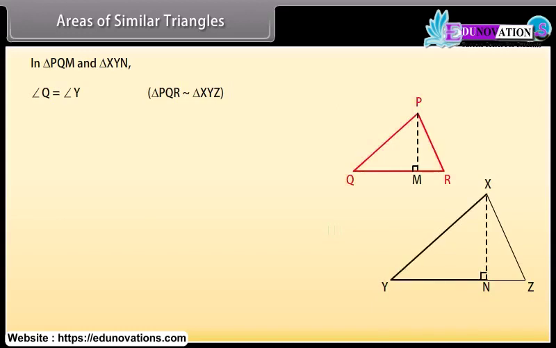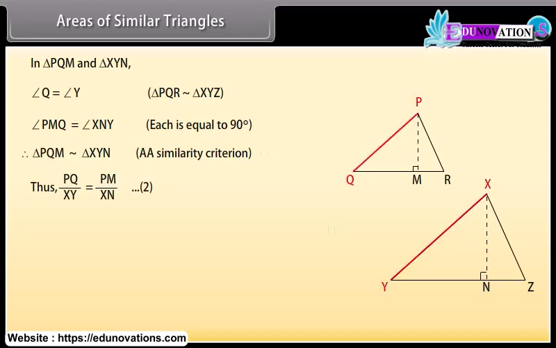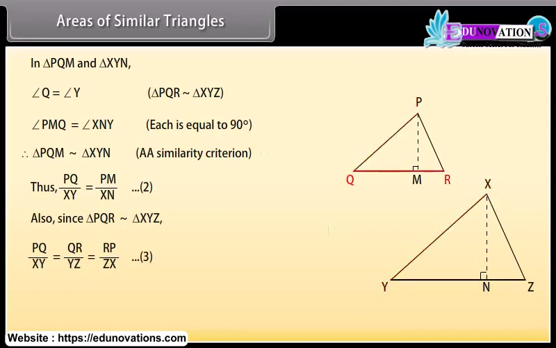In triangles PQM and XYN, angle Q is equal to angle Y, since triangle PQR is similar to triangle XYZ. Angle PMQ equals angle XNY, each angle is equal to 90 degrees. Therefore, triangle PQM is similar to triangle XYN by AA similarity criterion. Thus, PQ upon XY equals PM upon XN, mark it as 2. Also, since triangle PQR is similar to triangle XYZ, PQ upon XY equals QR upon YZ, which is equal to RP upon ZX, mark it as 3.